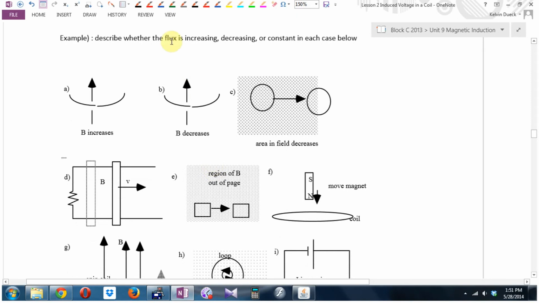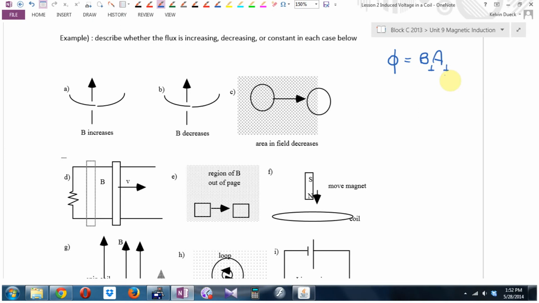So, describe whether the flux is increasing, decreasing, or constant in each case below. And let's make a little note here. Magnetic flux is equal to B times the perpendicular area. That equation is on your formula sheet, but I don't think the perpendicular symbols are. But I think it does say flux equals BA. Flux gives you a bad attitude, BA.